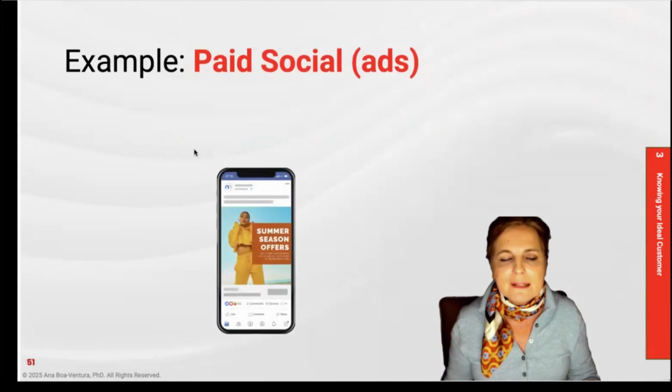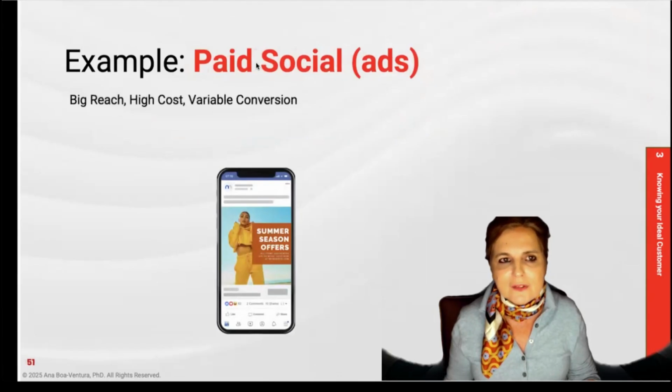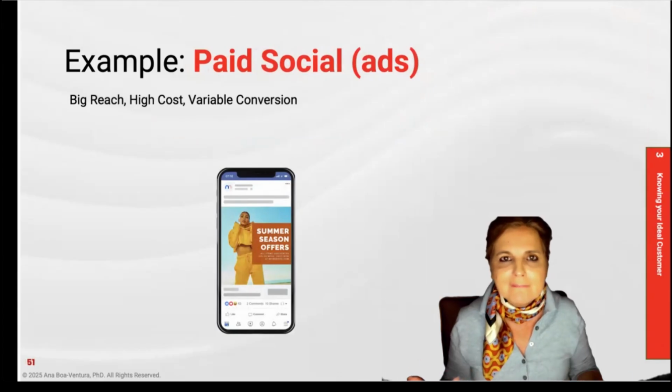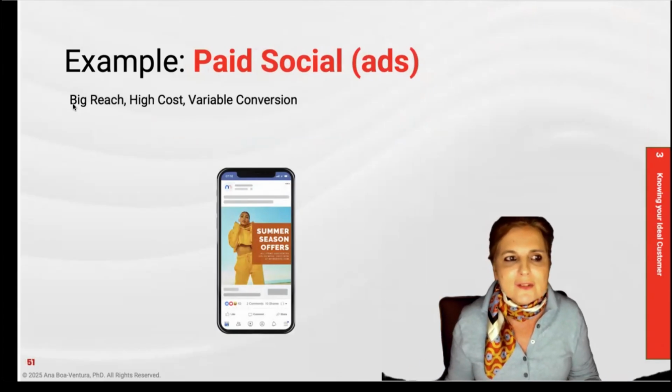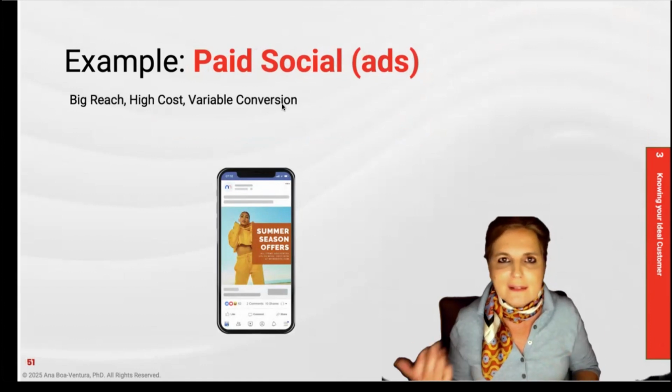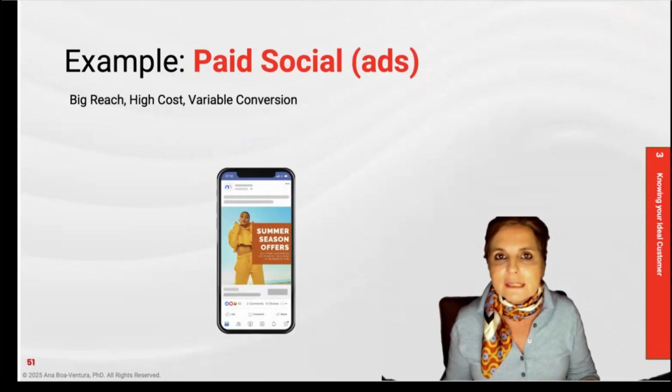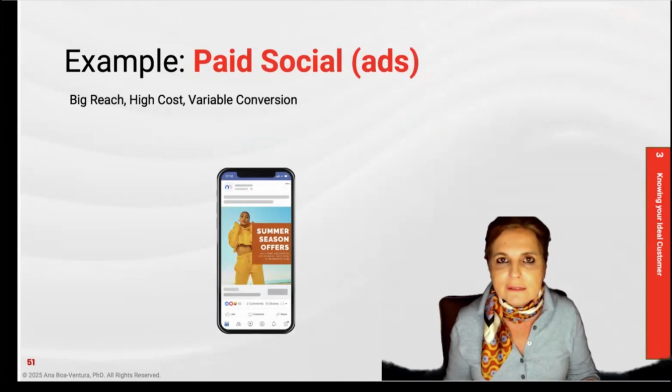Paid social ads. Sometimes we hear about paid social. Well, these are paid ads, of course. So in this case, there's a big reach, but the cost is high and the conversion varies a lot. Okay, so I've heard of consultants that spend thousands of dollars advertising on Google Ads and on Facebook Ads, and they just get 2 or 3 people registering for their paid webinars and seminars.